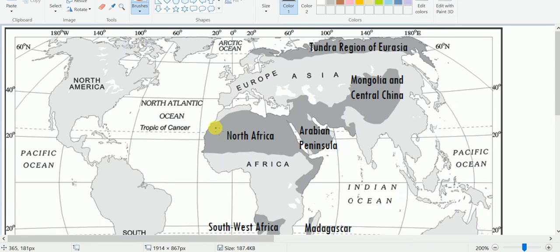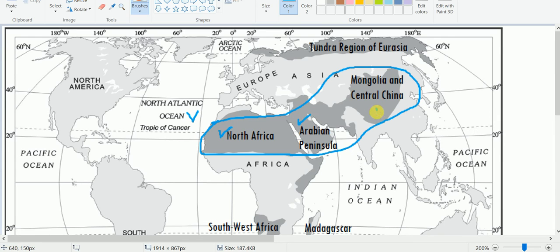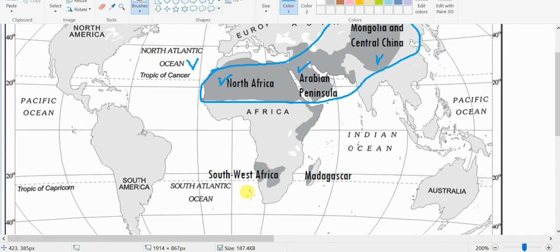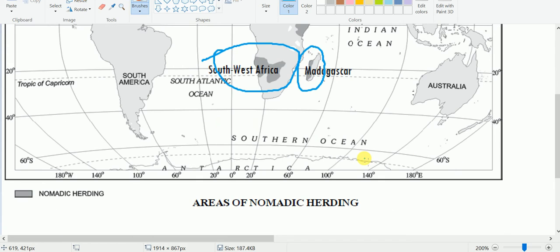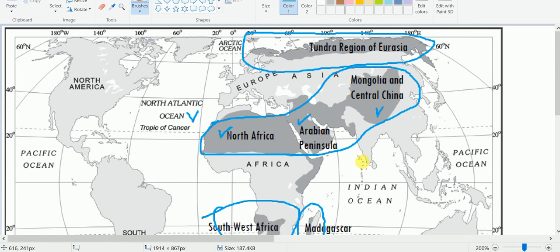Here, this map shows the areas of nomadic herding. Just see here, the first one, the core region, is here. The vast area from the Atlantic shores, the Atlantic Ocean is here, that is northern Africa, Sahara Desert, then Arabian Peninsula, and Mongolia, and central China. So this is the core region. And the next region is here, the tundra region of Eurasia, the tundra region of Russia. In the southern hemisphere we have southwest Africa here, and this is the island of Madagascar. So these are the areas where nomadic herding is practiced.